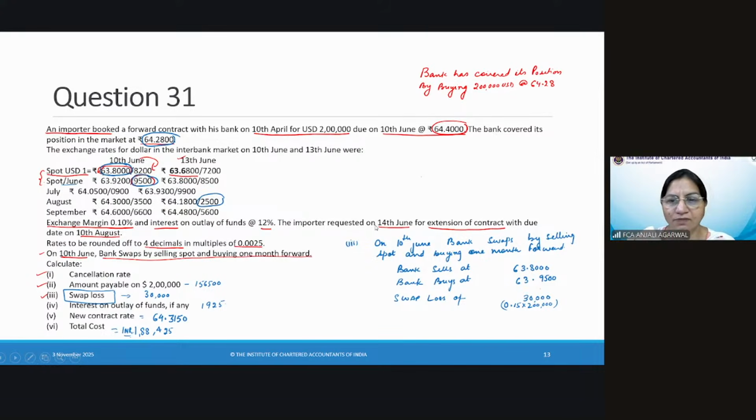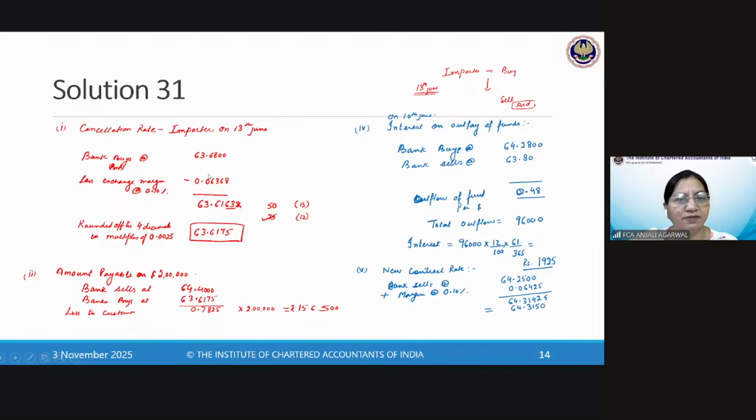The customer now comes on 14 June that he wants to cancel this and extend it for 10th August. So on 13 June, when the customer comes to cancel, that's a very simple part. The customer is an importer. The importer was buying. Now he will have to sell on 13th June. So the bank will buy at 63.6800 less margin 10%. So the first part, 63.6800, would be the rate, less margin and rounded off. So the customer will have the cancellation at 63.6175.